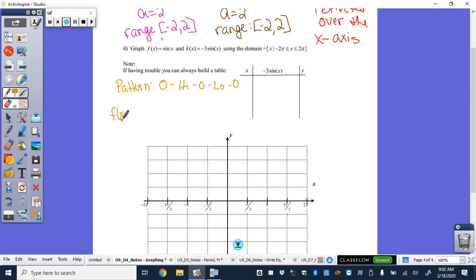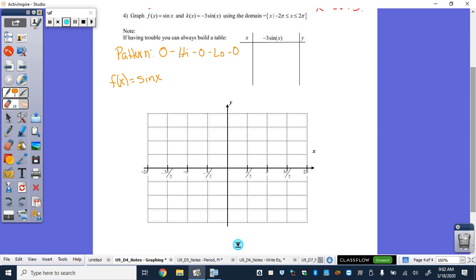So for f of x equals sine x, that's just our parent function. So that's going to go up to 1, down to -1. We're going to start 0, 1, 0, -1, 0. This one will be in opposite, so make our curve. There's f of x. So then for our other one, oh, my negative kind of joined forces there with my equal sign.